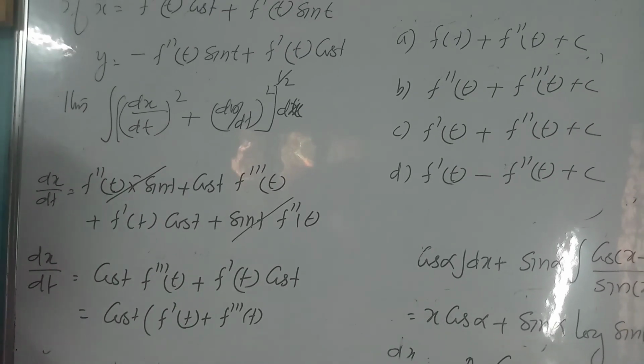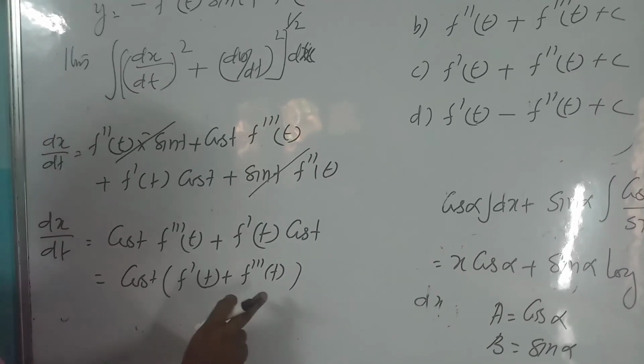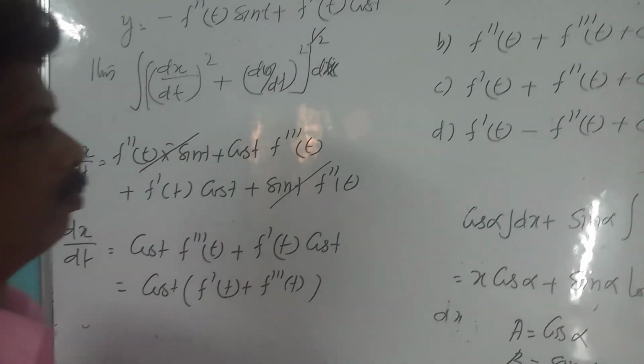f dash t plus f3 dash t. Take cos t as a common term: cos t into f dash t plus f3 dash t. And similarly, we have to find dy by dt.